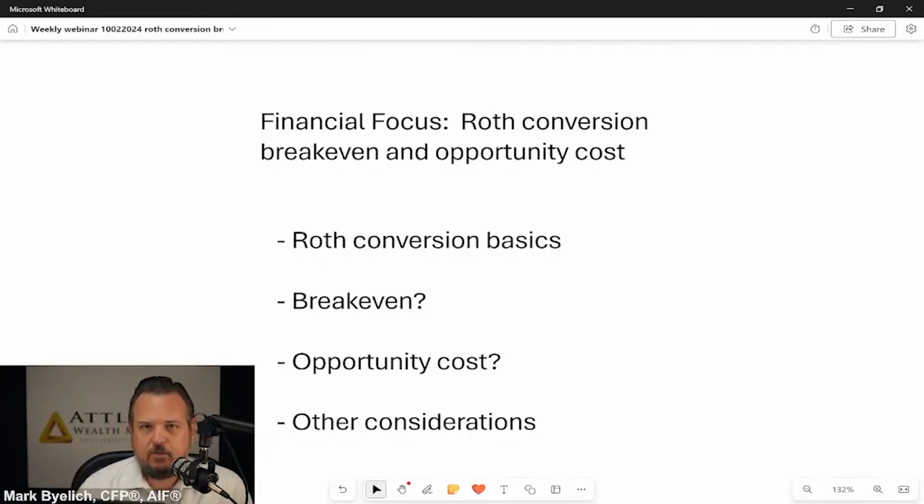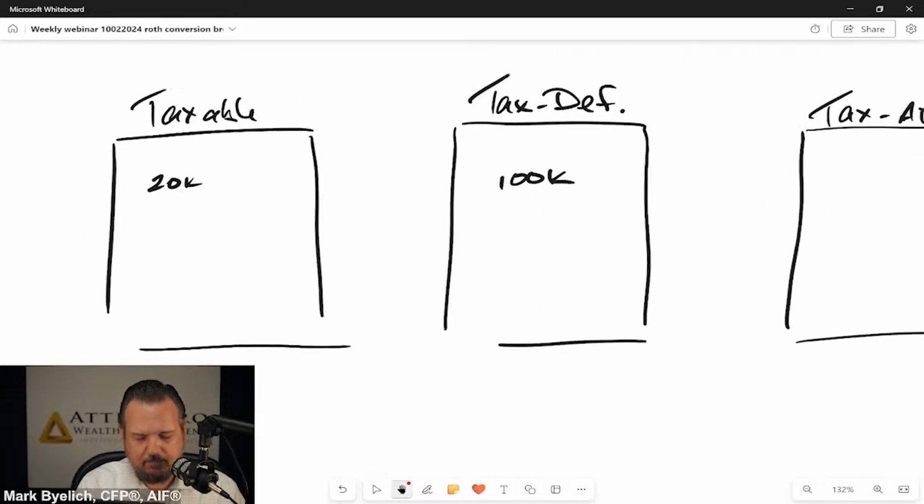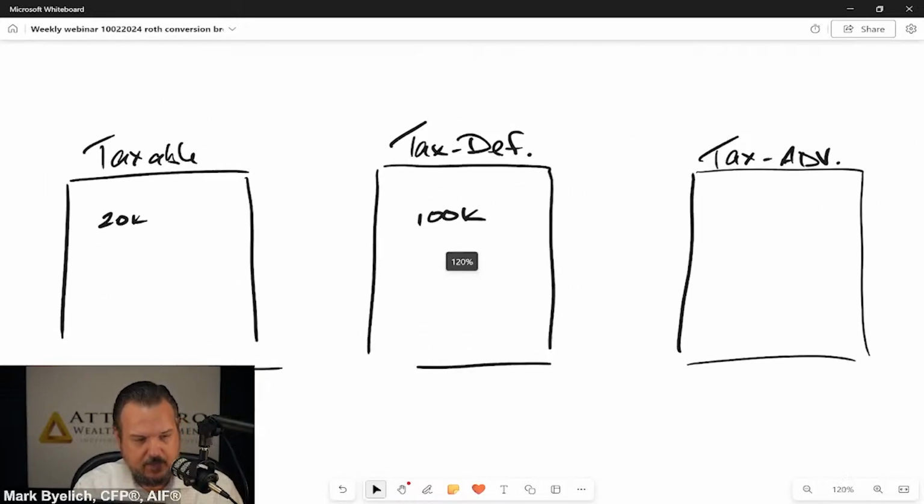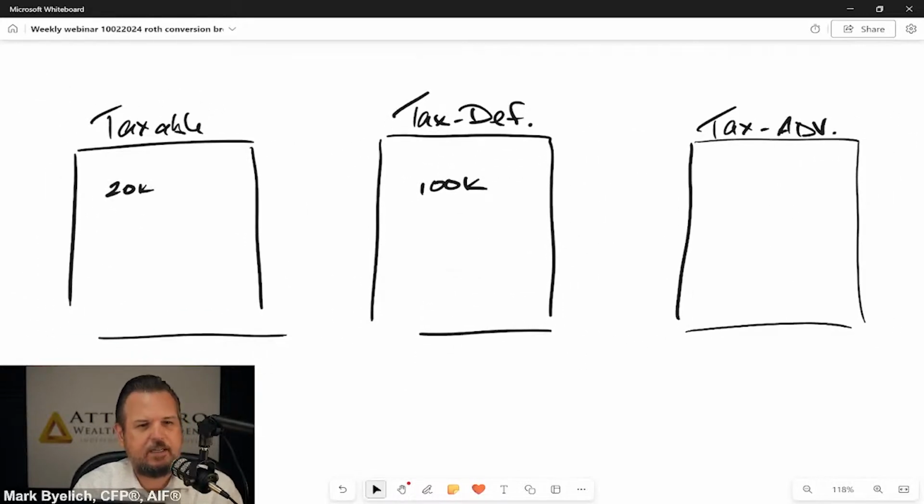So what is a Roth conversion? Very simply, I'm not going to get into too many details. We're just going to look at it simply. And I've got our buckets here: your taxable bucket, your tax deferred bucket, and your tax advantage bucket.